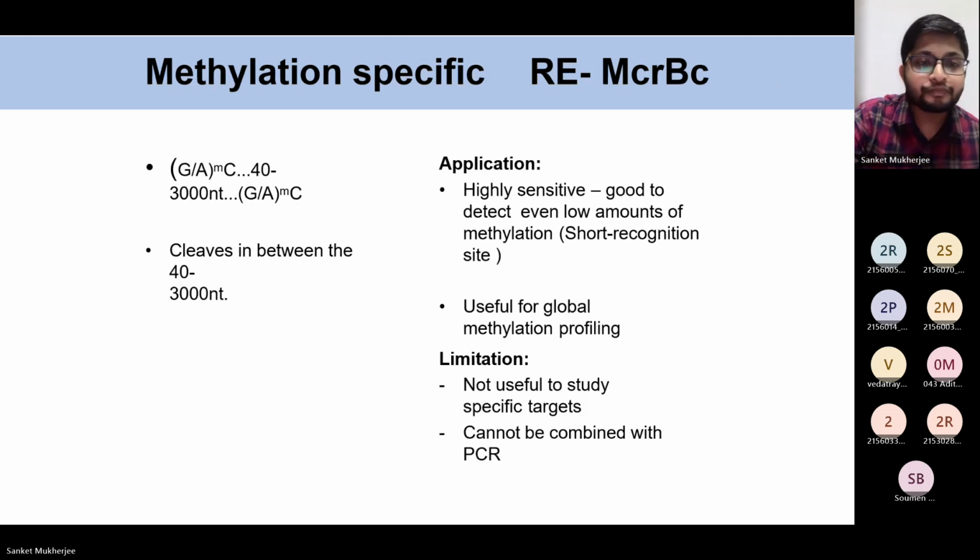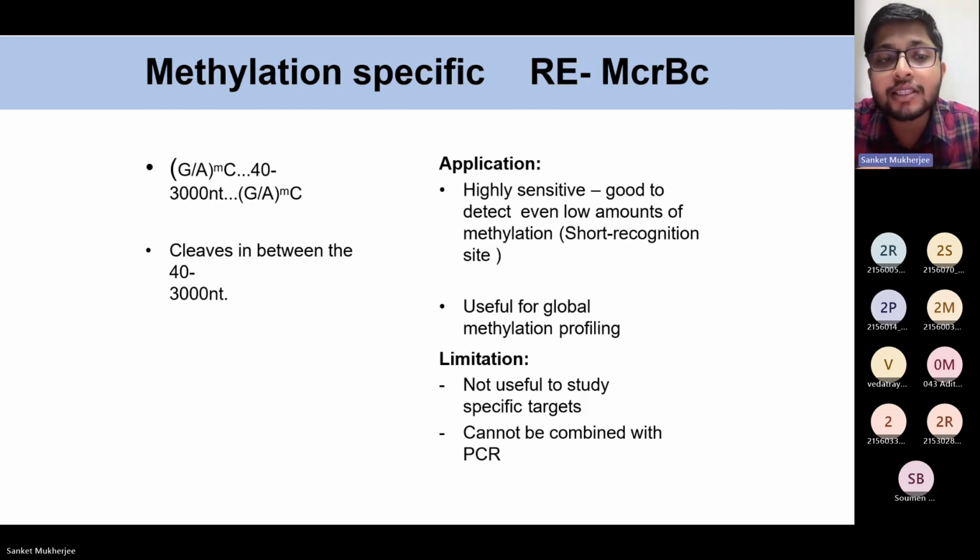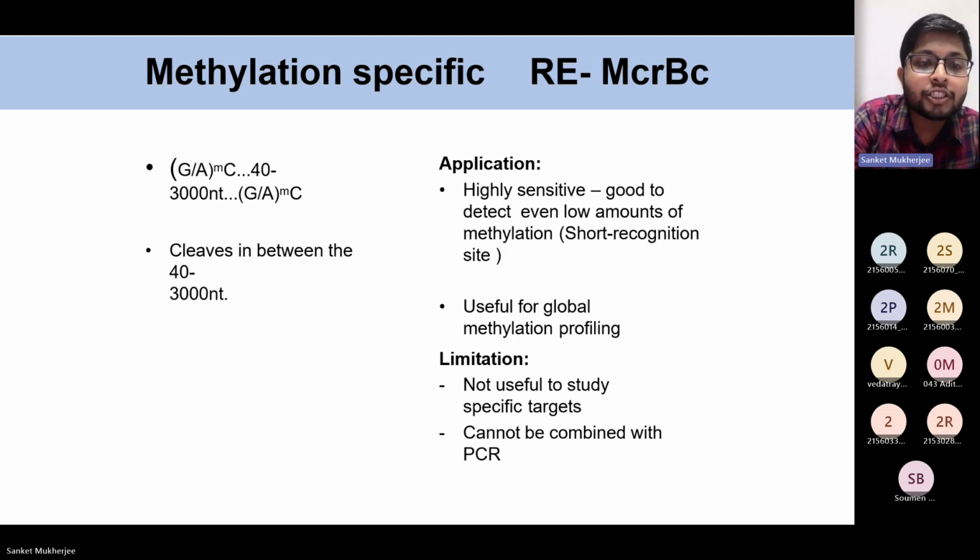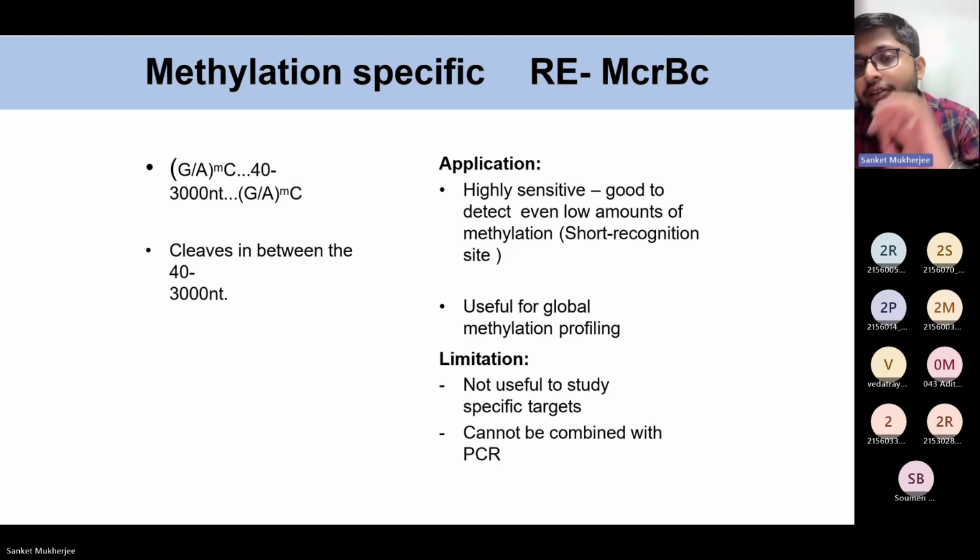Yes, sir. So some methylation specific restriction enzymes will only cleave the restriction sites which have methylated cytosines. The recognition site is very non-specific in this case. So only GA, then there will be a methylated cytosine, and then 40 to 3000 nucleotides in between it will cut, and then there will be another GA and a methylated cytosine. One good thing is that it is highly sensitive. Even a small amount of methylation can be detected, and it can be useful for global methylation profiling.